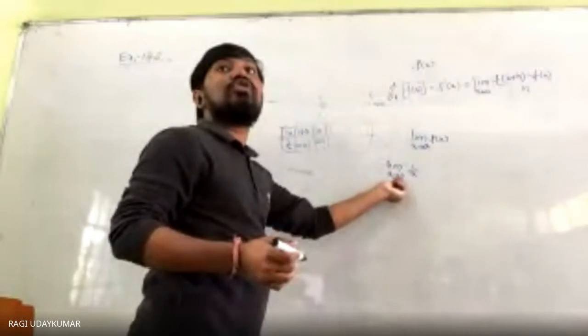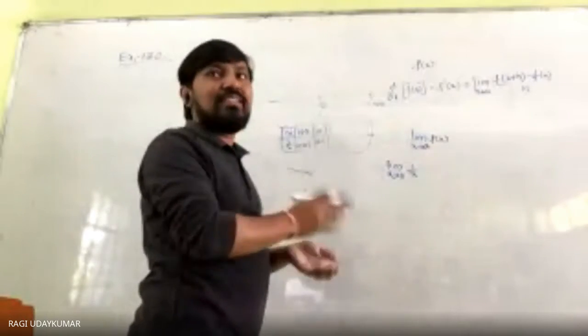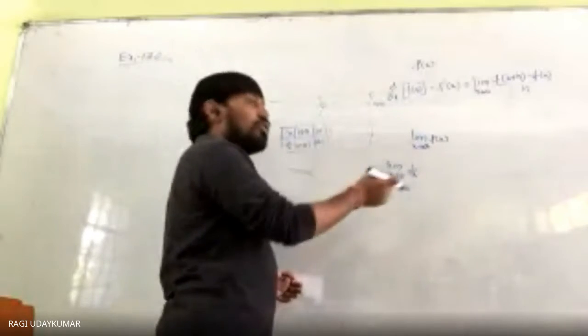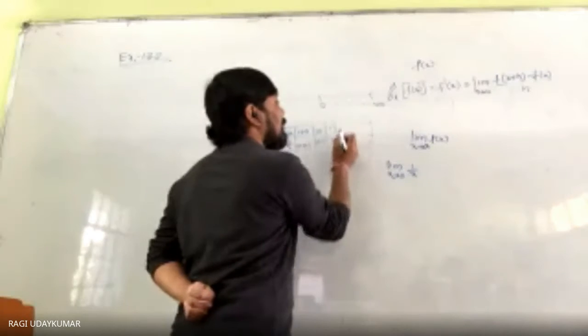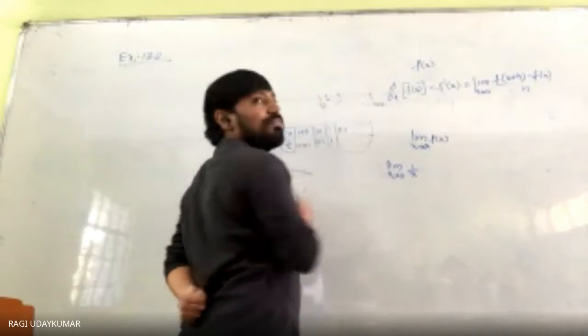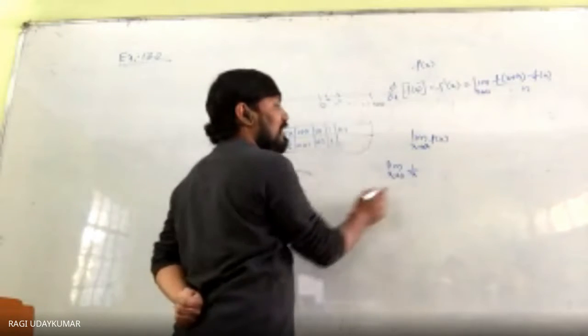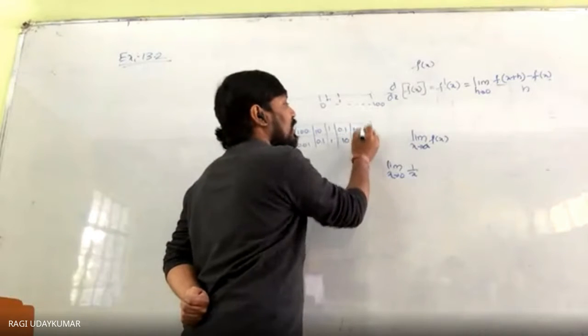Limit x tends to 0. x is reaching 0. So when it is reaching 0, 1 by x reaches which number? See, if x is 1, then 1. If x is 0.1, then 1 by x is 10. If x is 0.01, then 1 by x is 100.